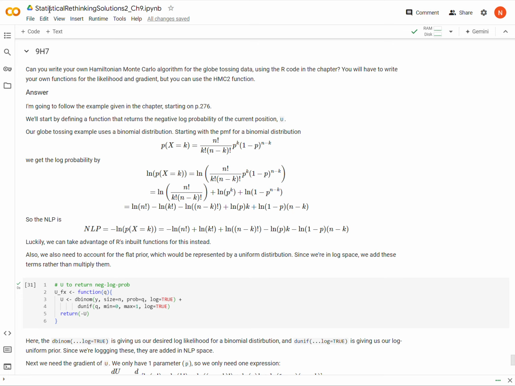Okay, so we are in Statistical Rethinking, second edition. We're in chapter 9, and we're on the very last problem of chapter 9, 9H7. This chapter has been all about different algorithms that might be used to solve some of these Bayesian problems, and this last one is on Hamiltonian Monte Carlo.